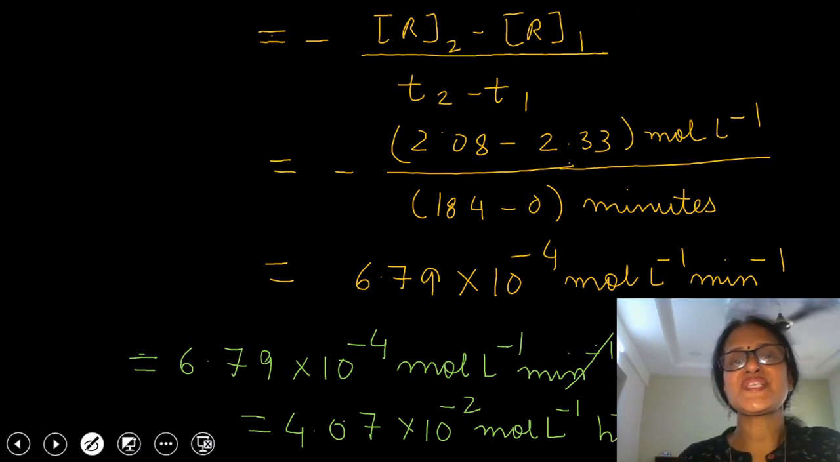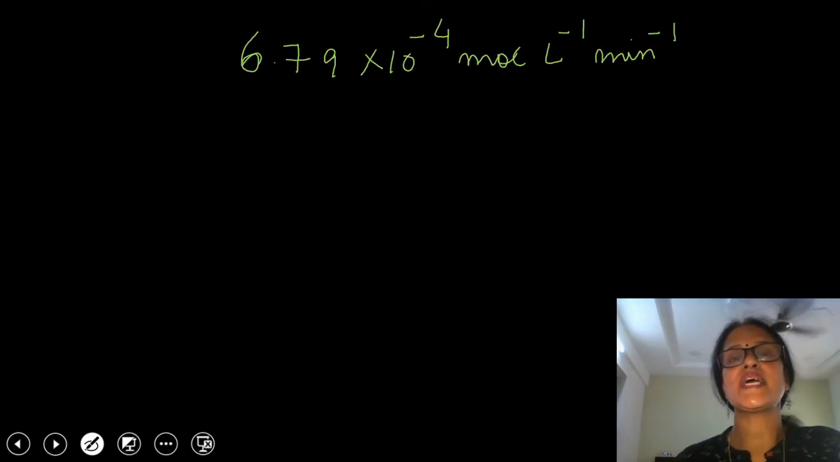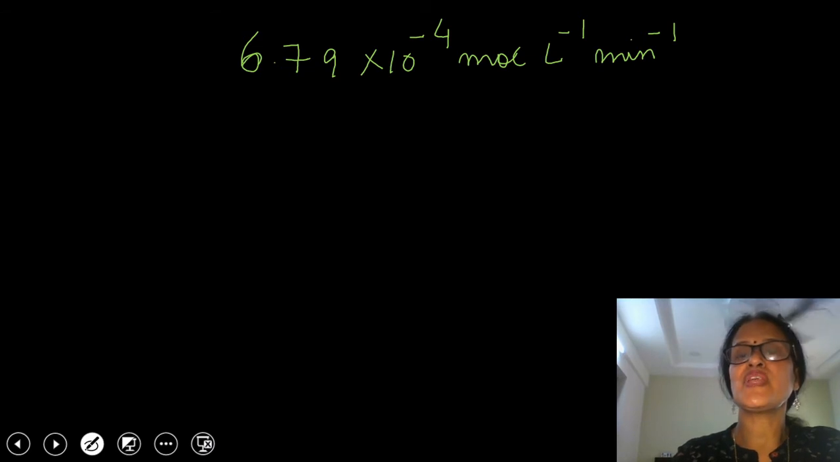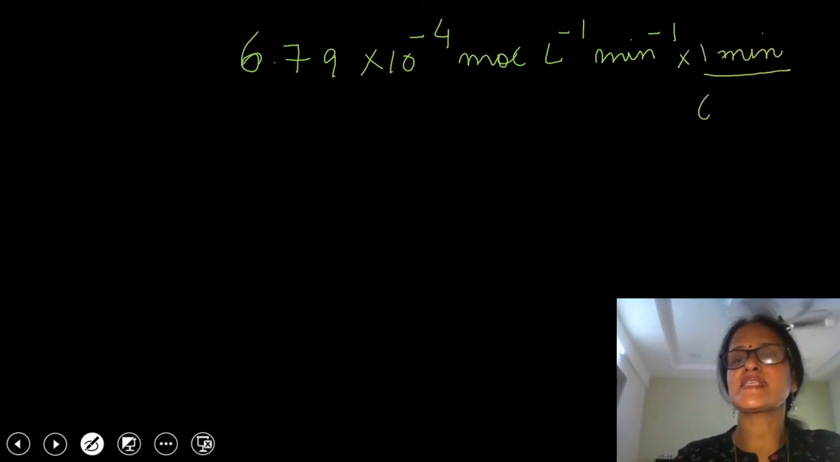Now we will express in terms of units of second. In terms of minutes, the rate was 6.79 into 10 to the power minus 4 mole per liter per minute. We know that 1 minute is equal to 60 seconds. So we will multiply this term with 1 minute by 60 seconds.